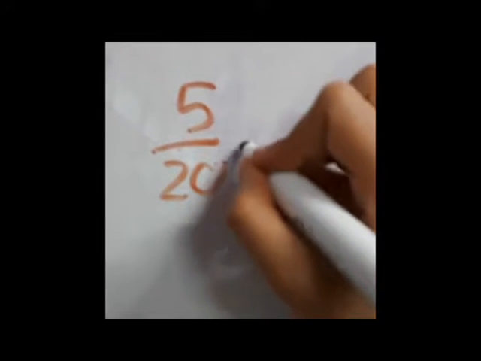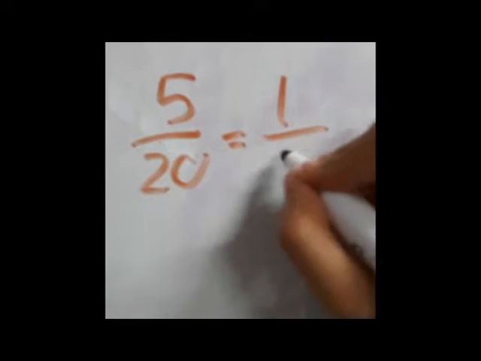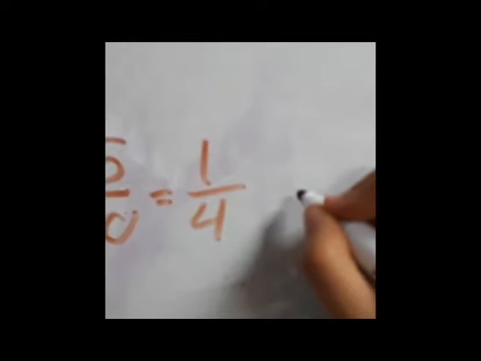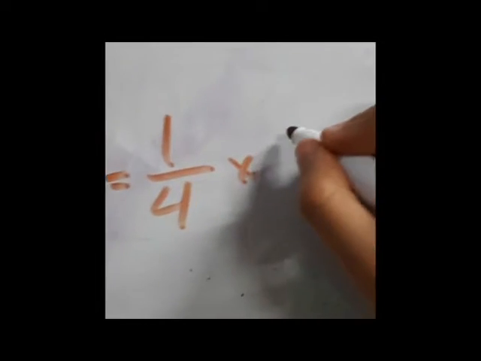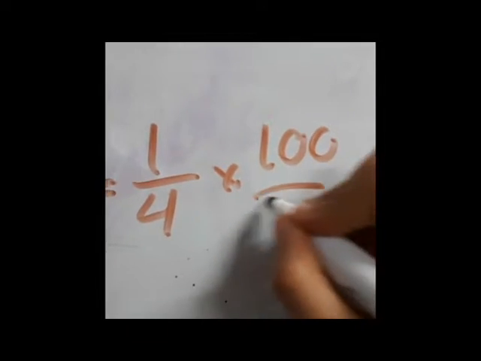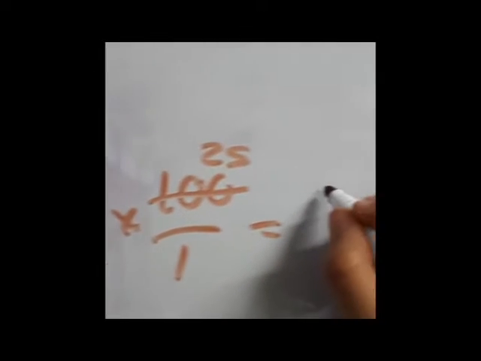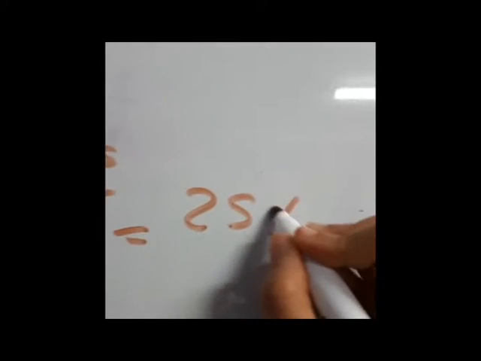The first step: how to write fractions and decimals as percentages. An example of a fraction would be 5/20. First of all, this can be simplified to 1/4. Then to turn this into a percentage, you simply multiply it by 100/1. That would give us the answer of 25%.